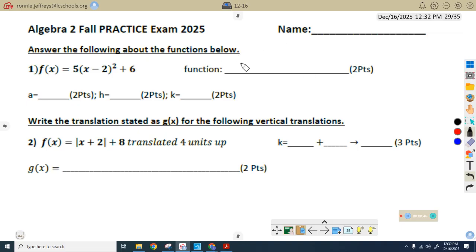All right, so function, this one is a quadratic. And the reason why is this little thing right here. If it looked something like this, this would be absolute value. It's really going to be one of those two. All right, so A is just right after this. So this is 5. Or H, remember it's the opposite. This is -2, so we write 2.